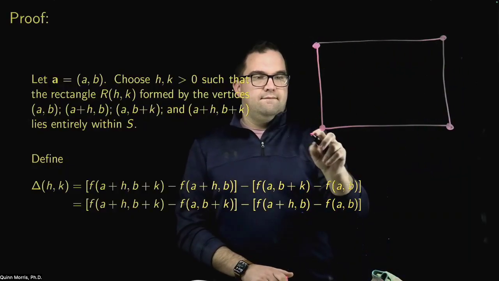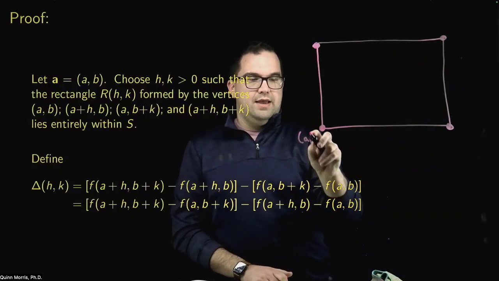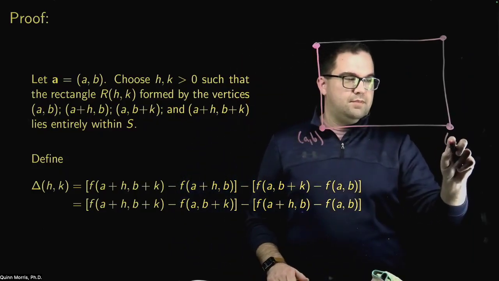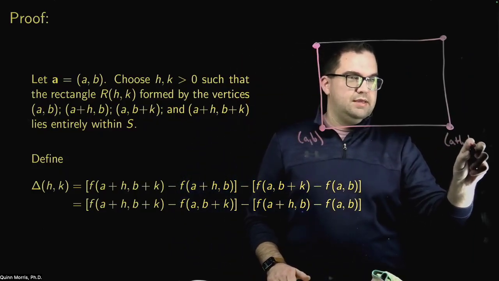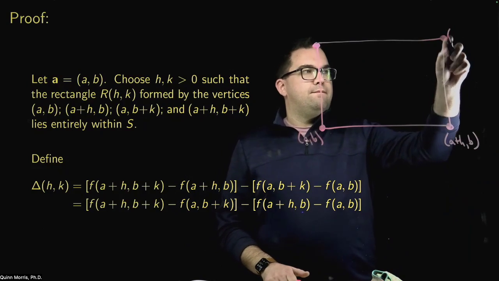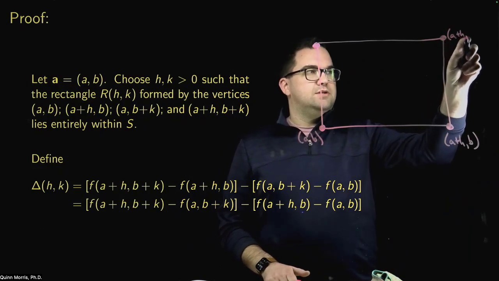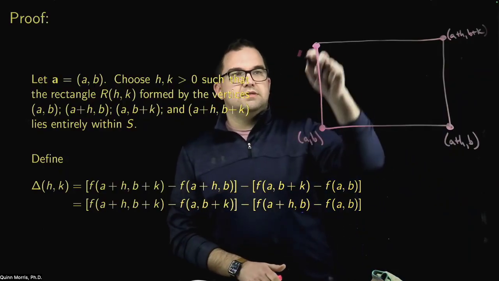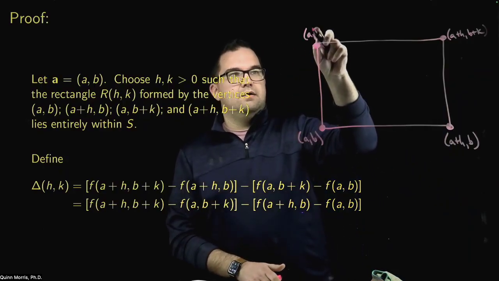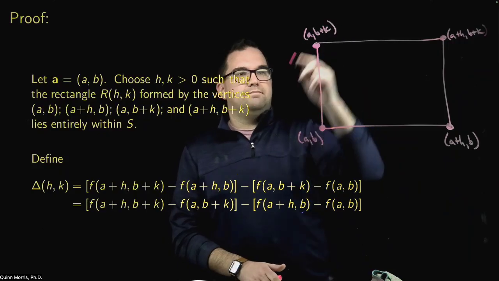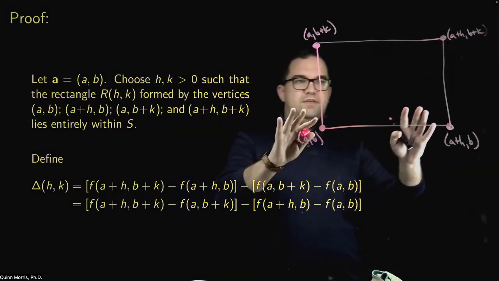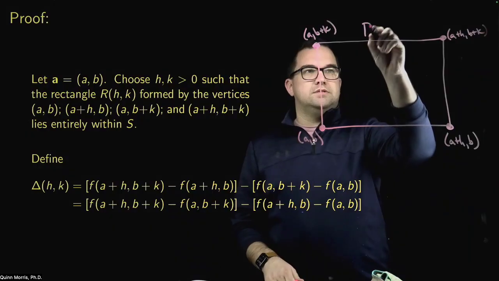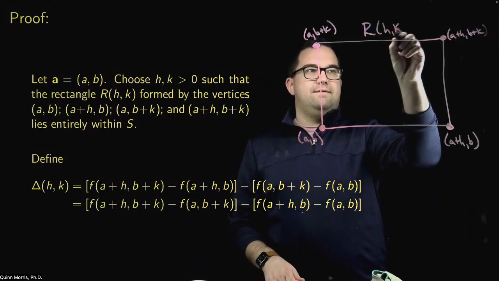A plus B, or sorry, AB, A plus H, B. This is A plus H, B plus K. And this is A, B plus K. All right. So we're working on this. We're really going to work on this rectangle. This is what we're calling R of HK.